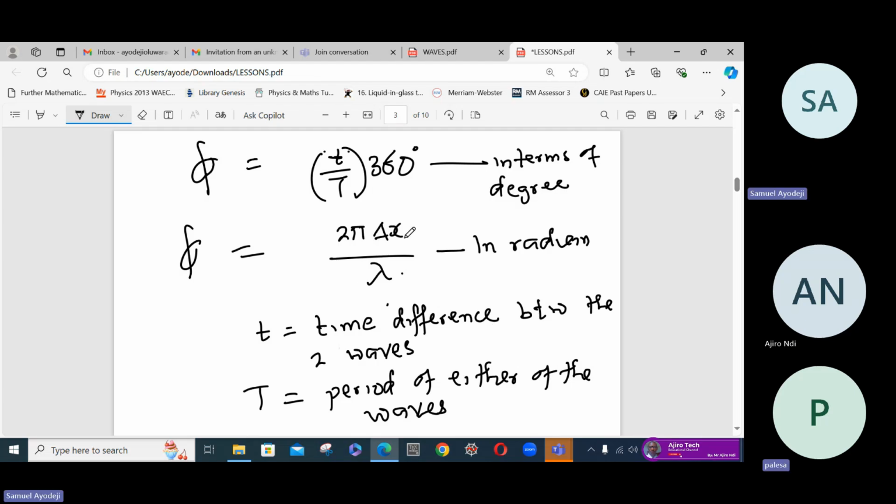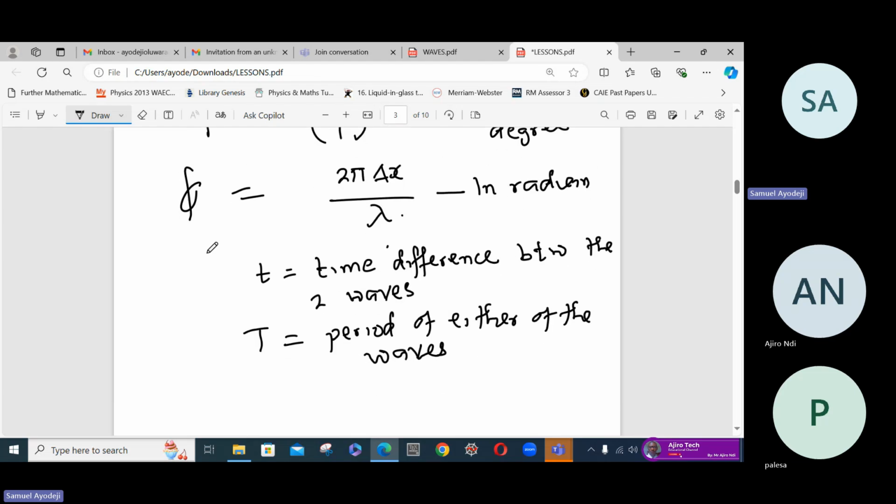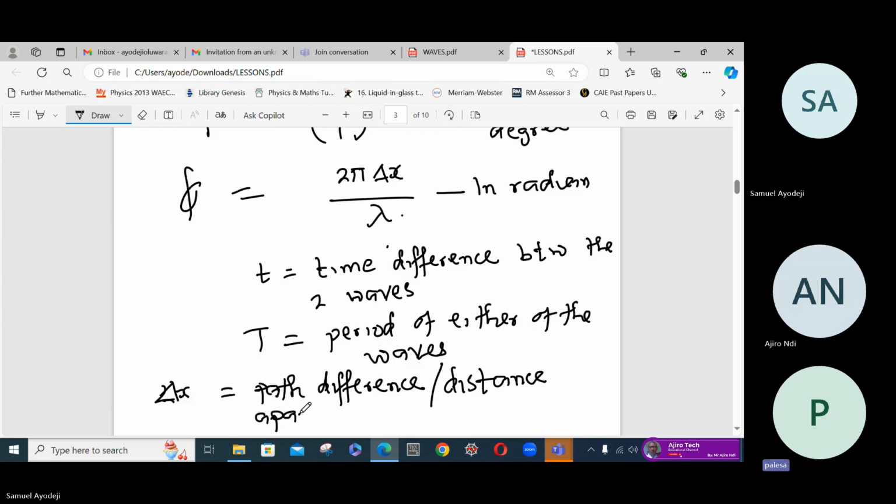Now, this one in distance is called path difference. So delta S here is called the path difference, or the distance apart between the two waves.